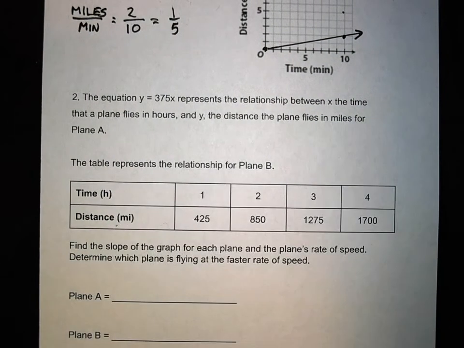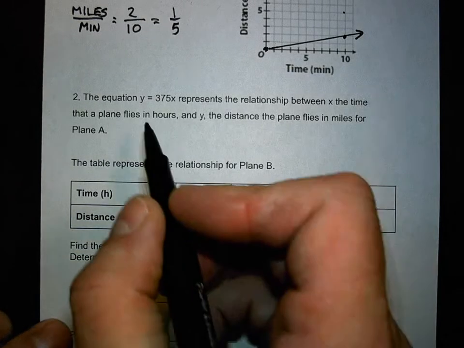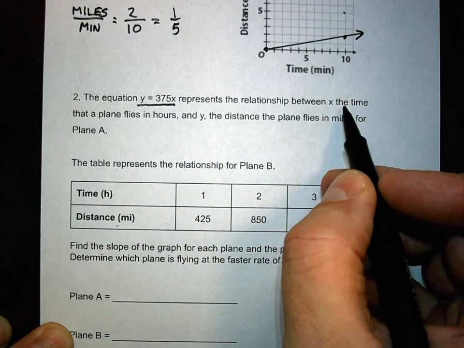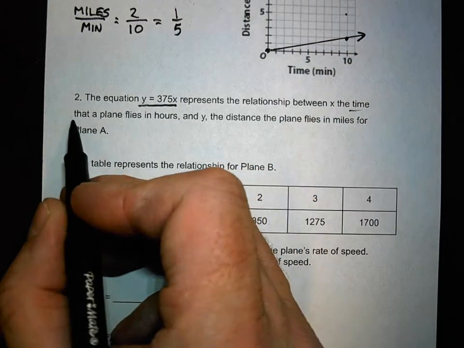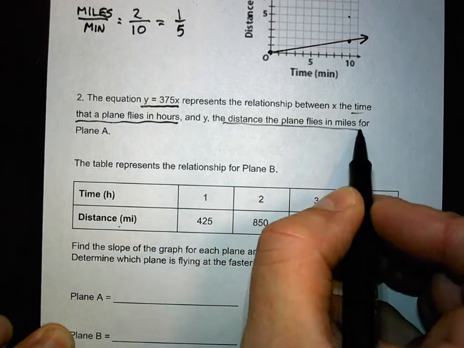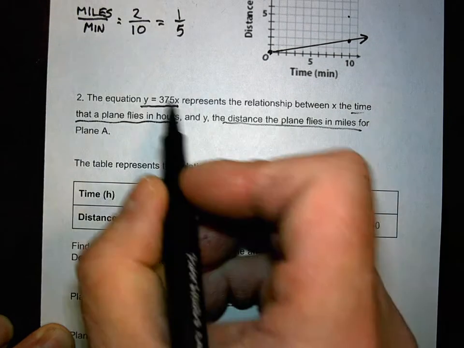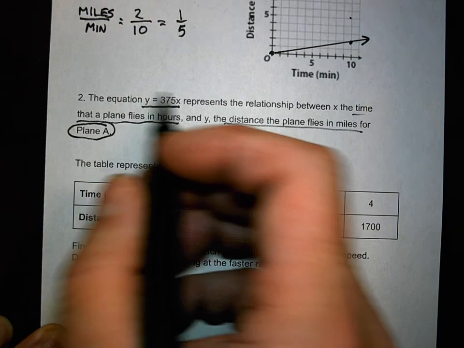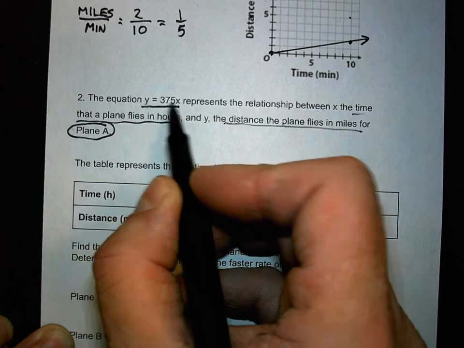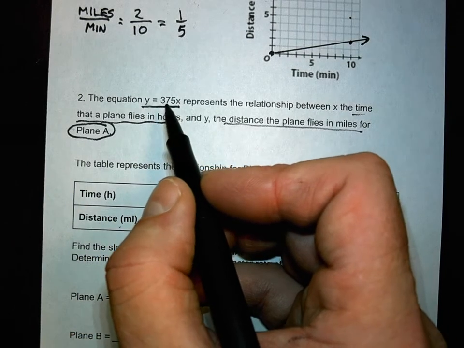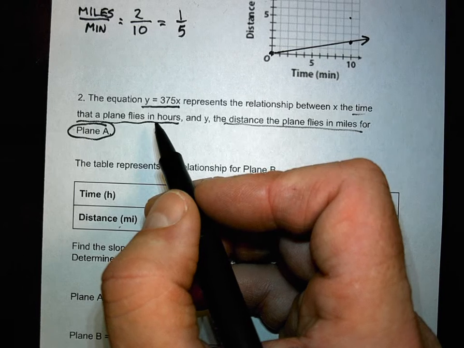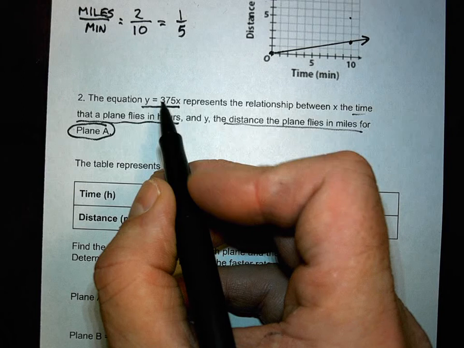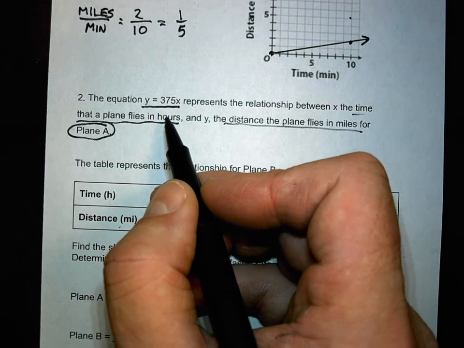All right, so let's look at the next one. We've got an equation here, and it says the equation y equals 375x represents the relation in x, the time that a plane flies in hours. So that's x, right? And y, the distance of the plane in miles. So this is for plane A, right? Yes. Okay, so that's plane A. Now, when y equals 375x, what does 375 equal in variable names? What's the only equation we know so far? Y equals kx. So what does 375 represent? K, the constant of variation.